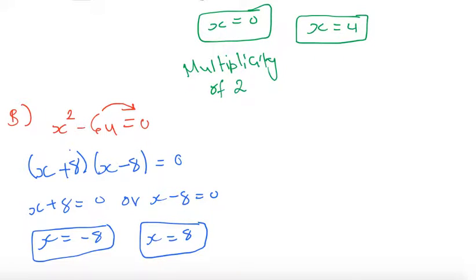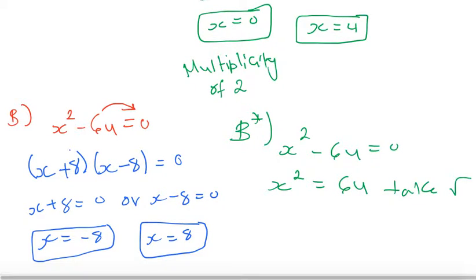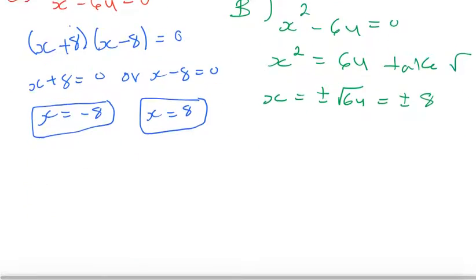Another way to solve B, I'm going to call it B prime: x^2 minus 64 equal to 0. We could have done it like this: x^2 equals positive 64, and then we take the square root. So x equals positive or negative square root of 64. That's positive or negative 8, which is basically the same final answer. You end up with two roots.